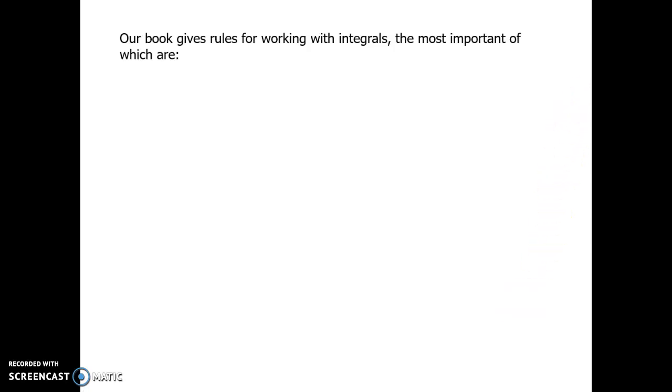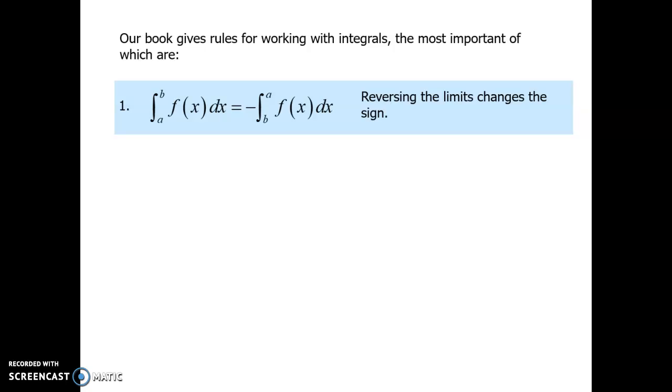Our last thing to talk about in this section of the unit is that our book gives us rules for working with integrals, and the most important of them are these. If I have a definite integral from a to b of a function f of x dx, and I reverse the bounds, I reverse my direction, and therefore my integral changes sign to a negative. Reversing the limits changes the sign because we're technically changing the direction in which we look at the function.